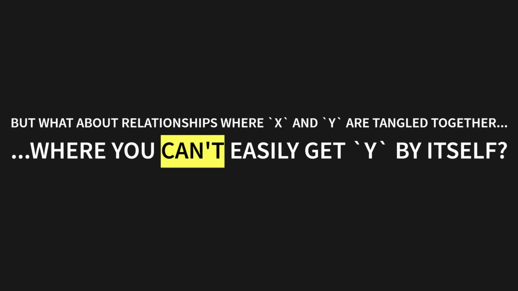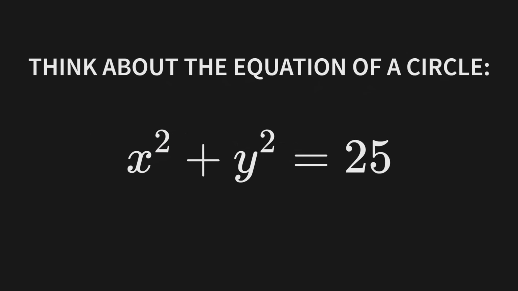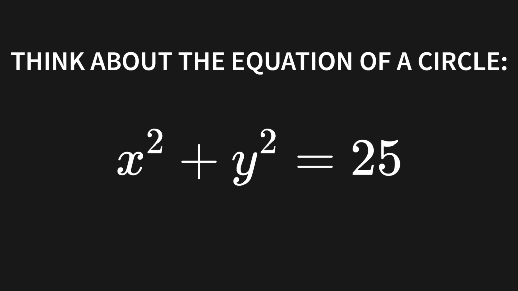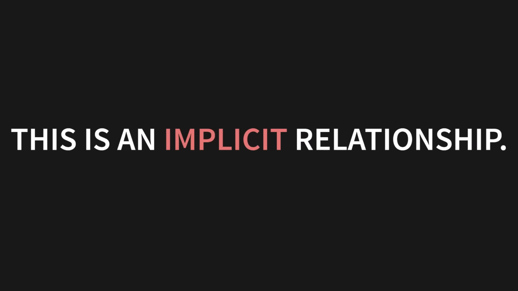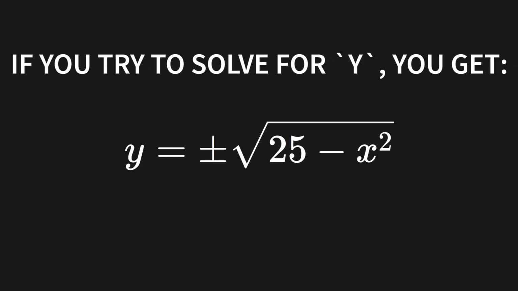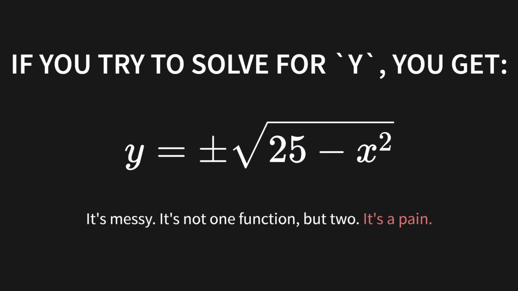But what about relationships where x and y are all tangled together, where you can't easily get y by itself? Think about the equation of a circle. X squared plus y squared equals 25. This is an implicit relationship. If you try to solve for y, you get this mess. Y equals plus or minus the square root of 25 minus x squared. It's messy. It's not one function, but two. It's a pain. This is where we learn to hack the system.